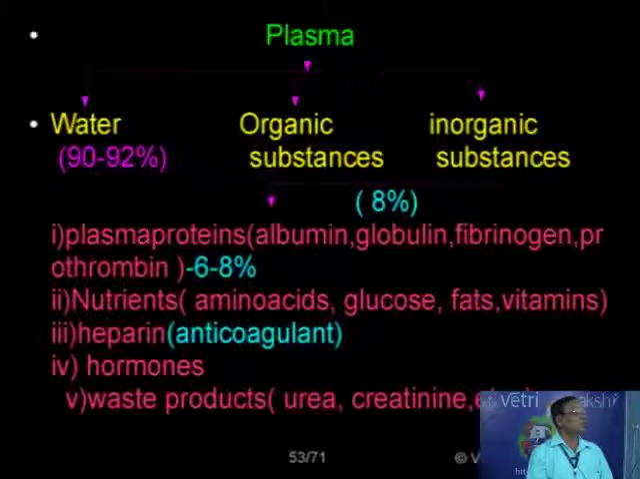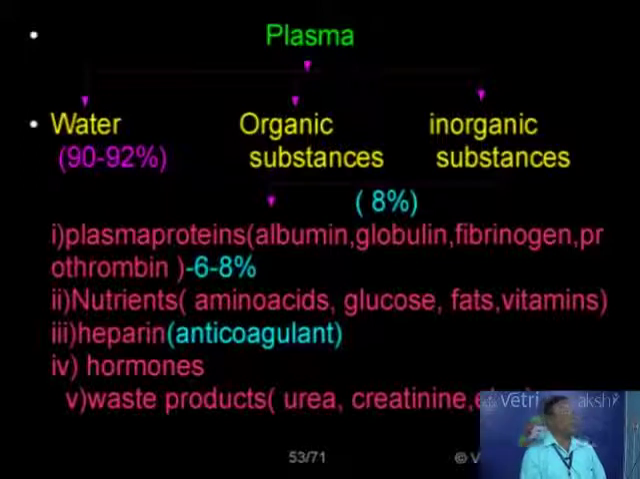So now what are the organic substances found in the plasma? Mainly we have the plasma proteins, 6 to 8%. We have albumin, globulin, fibrinogen. We also have another one taking part in the blood clotting process, prothrombin, released by the liver. Out of this, albumin forms nearly 4%, globulin nearly 2.5%. The remaining is the least amount, the fibrinogen and prothrombin. So mainly we have albumin, globulin, fibrinogen, which are called the plasma proteins, along with prothrombin, a clotting factor, a type of protein released mainly by the liver.